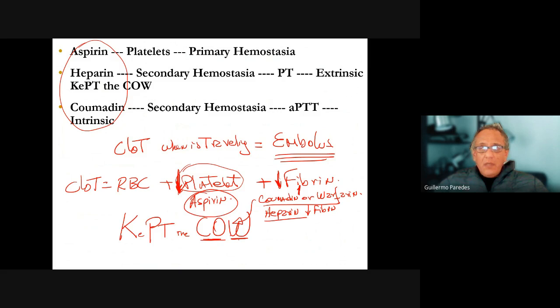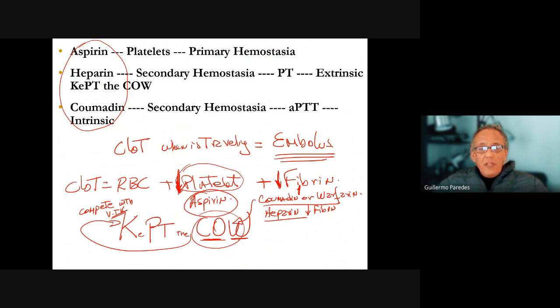Okay, the same. What is the action of the cow, of Coumadin or warfarin? They are going to compete with vitamin K. And you already remember vitamin K is a coenzyme that participates in the formation of the fibrin, right? So if they compete with vitamin K, what happens? Less fibrin. So you make what we call a blood thinner. They are going to make the blood thinner.